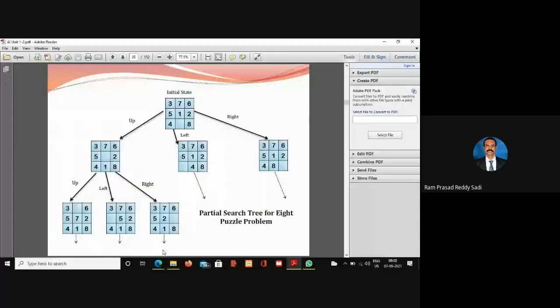3 possible states. Again, each of these states will have 3 more states. See, you will have a bigger tree. This is just a 9 grid box, that is a 3 by 3 matrix. Still, you will have a number of possibilities, each one having 3 possibilities.